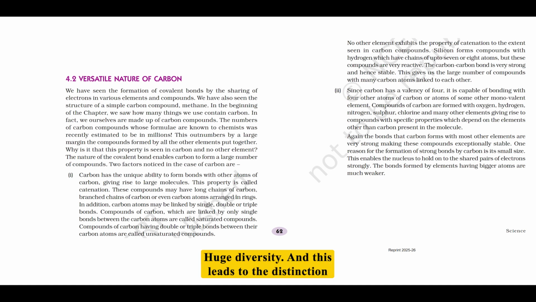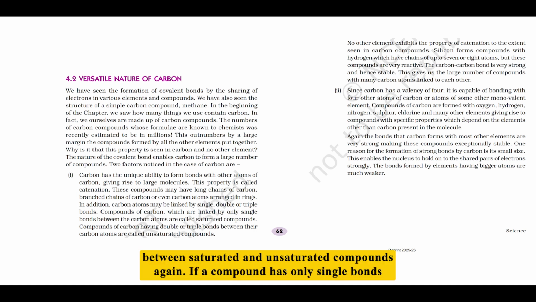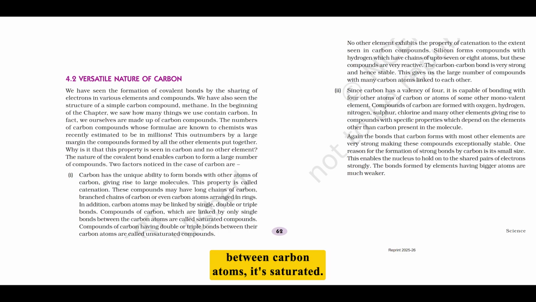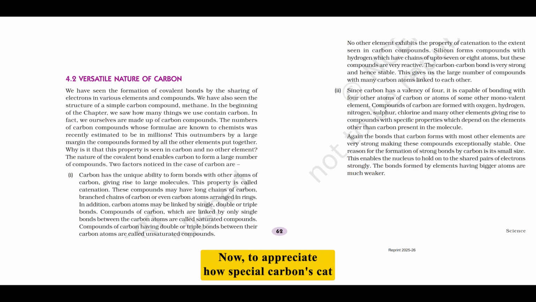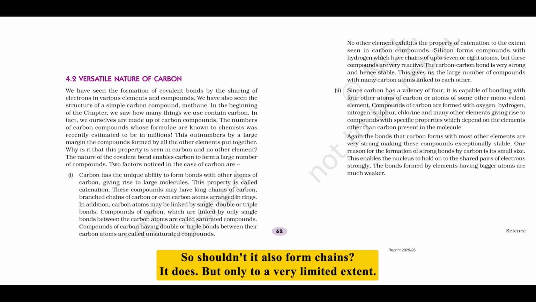Huge diversity. And this leads to the distinction between saturated and unsaturated compounds again. If a compound has only single bonds between carbon atoms, it's saturated. Like alkanes. Correct. If it contains one or more double or triple bonds between carbon atoms, it's unsaturated. Alkenes and alkynes. Now, to appreciate how special carbon's catenation is, let's briefly compare it to silicon, which is just below carbon in the periodic table. Silicon also has 4 valence electrons. So shouldn't it also form chains?